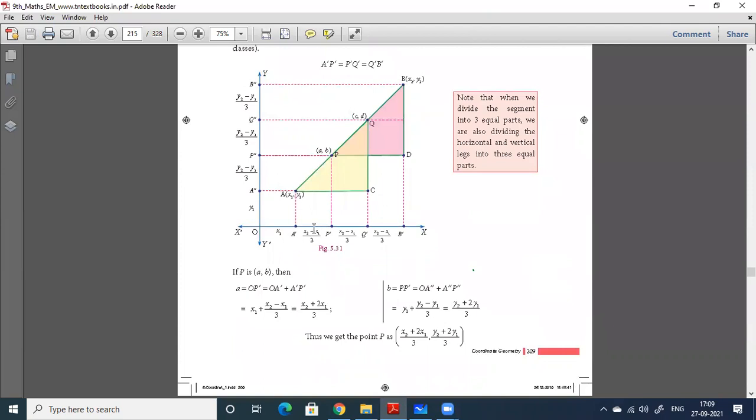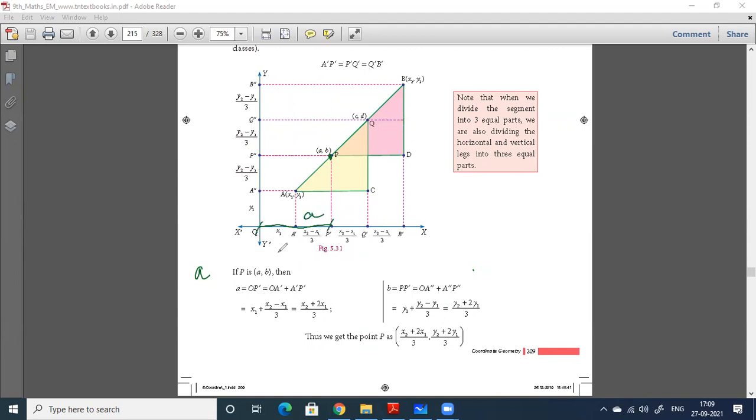Now P is (a, b). I hope you are able to see. P is (a, b). This point P is (a, b). First, let us take that. Now, what is the value of that? Let us take the x value. The x value is a, on the x-axis. This is the length a.